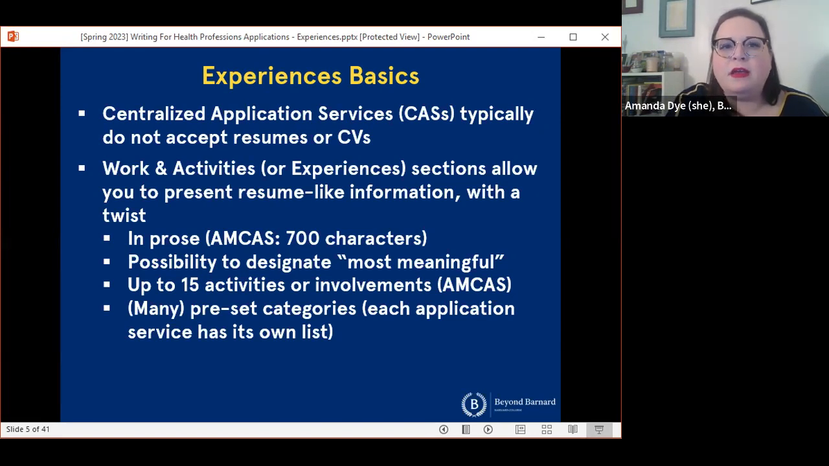Most of the centralized application services do limit the number of things that you can share in an activity section, and in AMCAS, that's up to 15 different entries. They all will provide you with preset categories. Every application service has its own list, but there are usually a lot of different categories. So things like research, of course, but also work experience in a clinical setting, work experience in a non-clinical setting, artistic activities, hobbies, et cetera, et cetera.